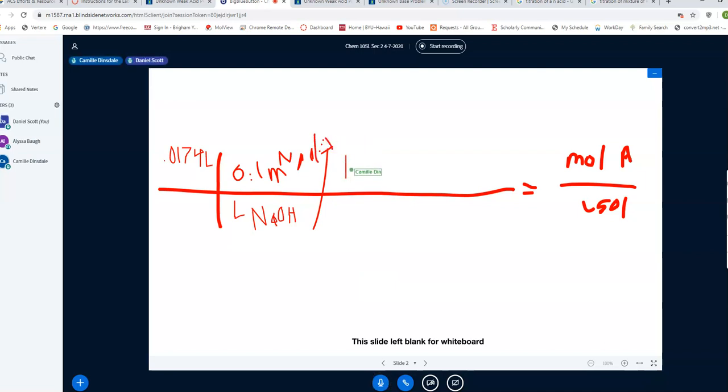Horrible. Okay, I get the gist. Trying to write with my finger. Ugh. Okay, so this is moles of NaOH down here, right? Yes, and then this will be moles of acid. Yeah, right? Yeah.